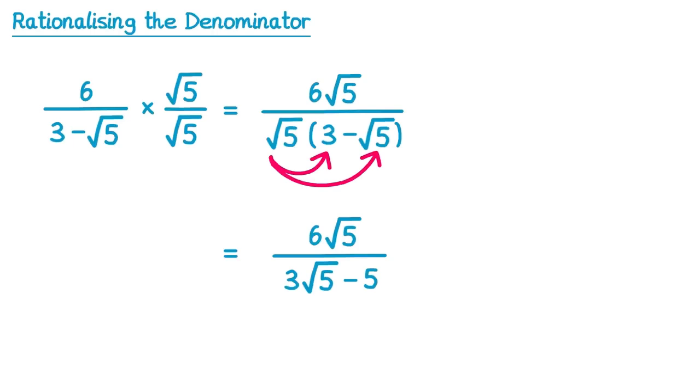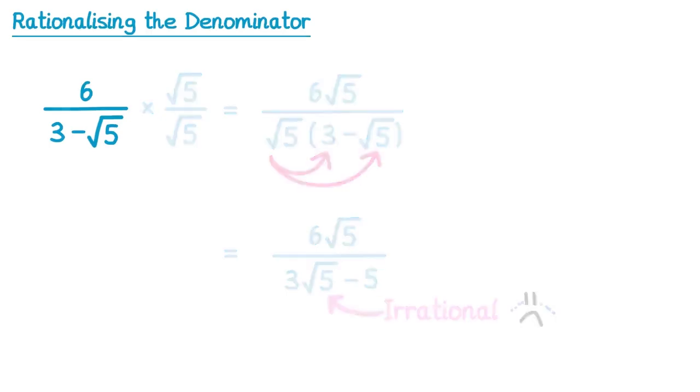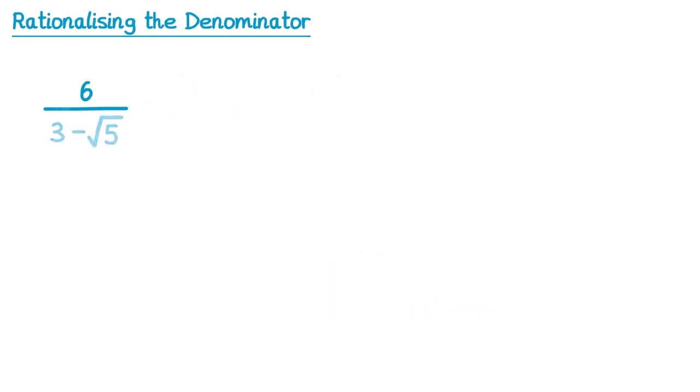Now unfortunately we still have a root 5 on the bottom, which means our denominator is not rational, it's irrational. And this is not what we were trying to do. So something went wrong in our method. When you have a fraction like this with two terms on the bottom and at least one of them is a surd, we need a different approach.